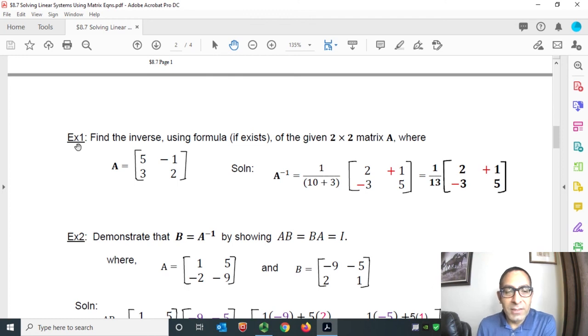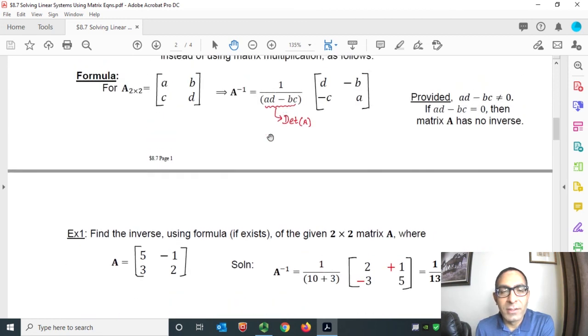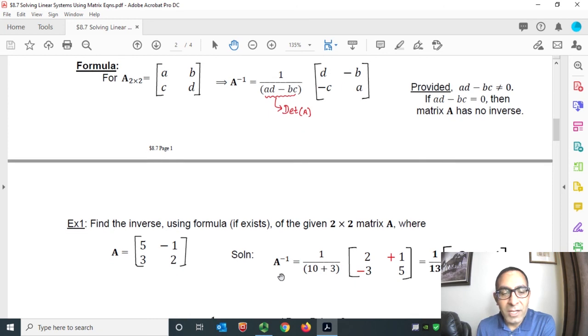So example 1: find the inverse using the formula of the given 2 by 2 matrix A. The given matrix A has entries 5, negative 1, 3, 2. And our formula is here. So by this formula, the inverse is denoted by A to the power negative 1, and it equals 1 over, multiply this diagonally, 5 times 2, 10, and multiply this diagonally and subtract this product from the first product. So 5 times 2 minus 3 times minus 1. 3 times minus 1 is minus 3. Then by formula, this becomes plus 3. So 10 plus 3 is 13.